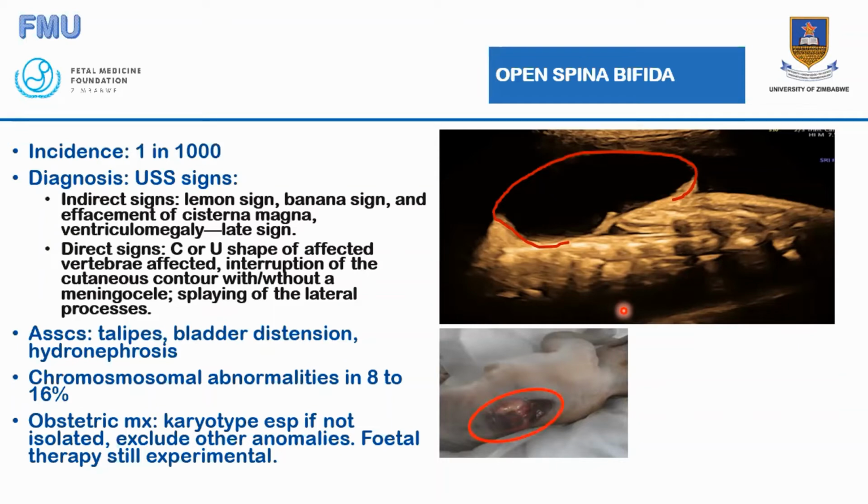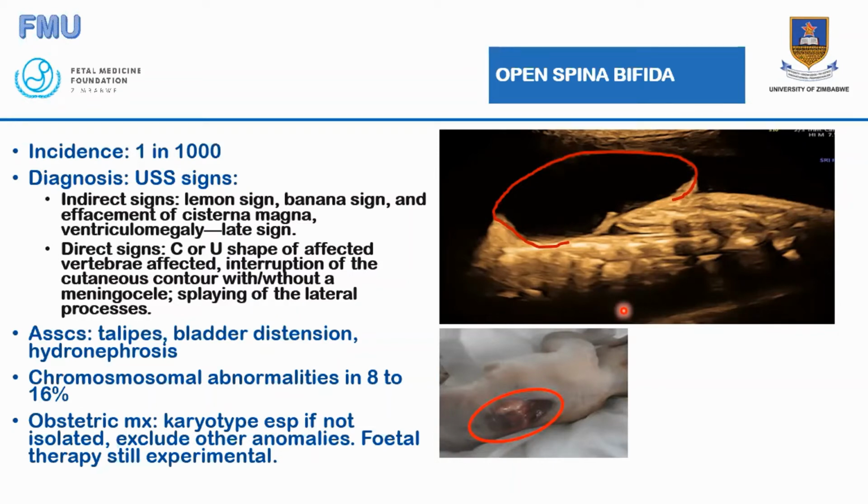Otherwise, what we try to establish when we see these cases is to assess the level of affection, to say where is the level of affection. If it is in the sacral and coccygeal area, there is a better hope there than if it is in the lumbar and sacral area, and there is no hope if it is in the thoracic and lumbar area, because it means some diaphragmatic muscles are also involved, nerves are also involved if it is in the thoracic. If it is in the cervical area, then it cannot be compatible with life. So for those cases, we offer termination.